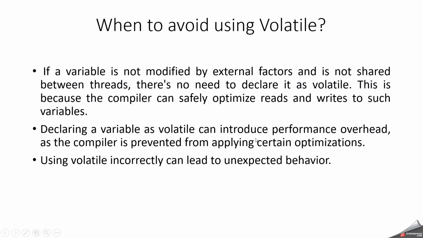Now, when to avoid using volatile? We have come up with examples and said that the volatile keyword is a must when we are working with embedded systems. All those things are fine. But do we need to use volatile every time we write a program? No. You have to handle volatile very carefully. You have to use it for a particular variable that can get changed in any part of the code or any part of the program.